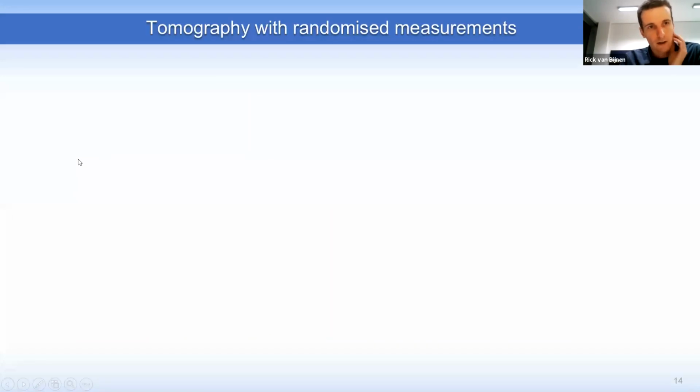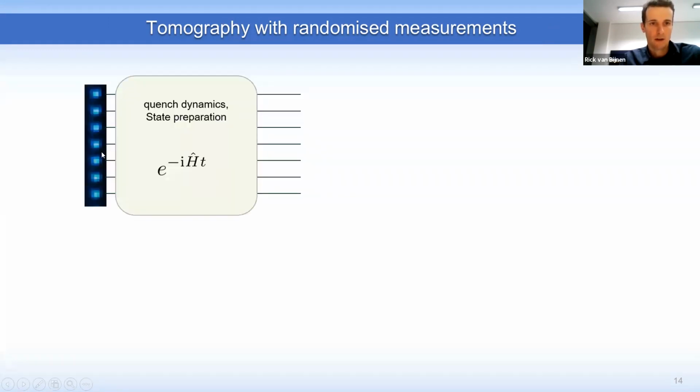If you want to do tomography of a quantum system, I will look at one particular flavor of this: tomography with randomized measurements. So let's say we have here our quantum system in the lab. I have some ions, I do maybe a quench, prepare some state here, and then I look at the subsystem. What we do now is, at each site, this is a spin system, right? At each site I apply some random single particle rotations, and then I measure.